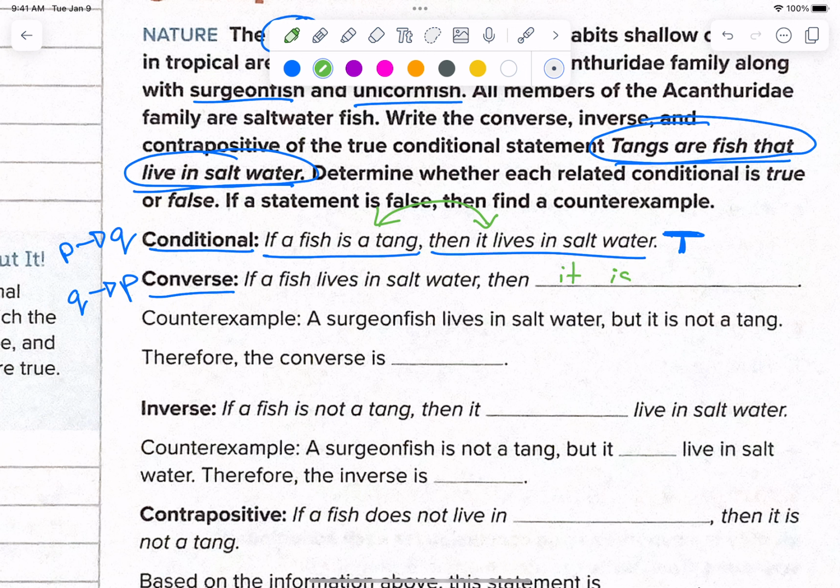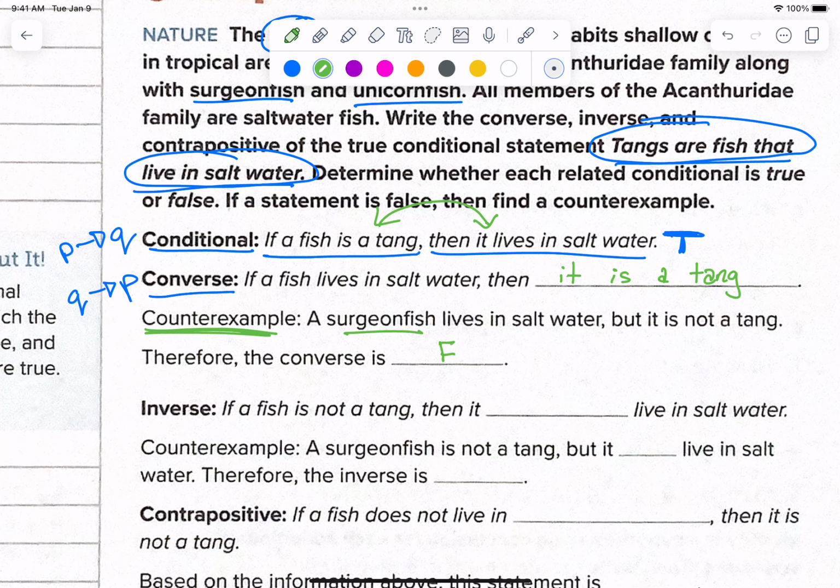It is a tang. Now, we have to decide if that's true or false. It's false. The statement says, if it lives in salt water, then it is a tang. True or false? False. So a counterexample is a surgeon fish, which it says up in the paragraph, also lives in salt water, but it's not a tang. So therefore the converse is false in that case.